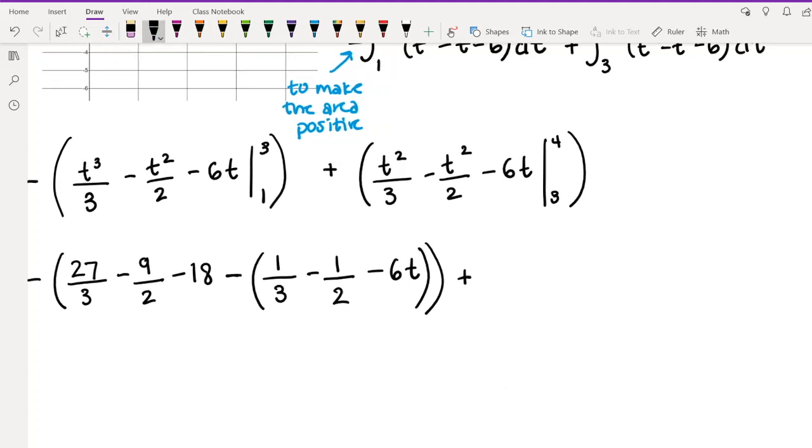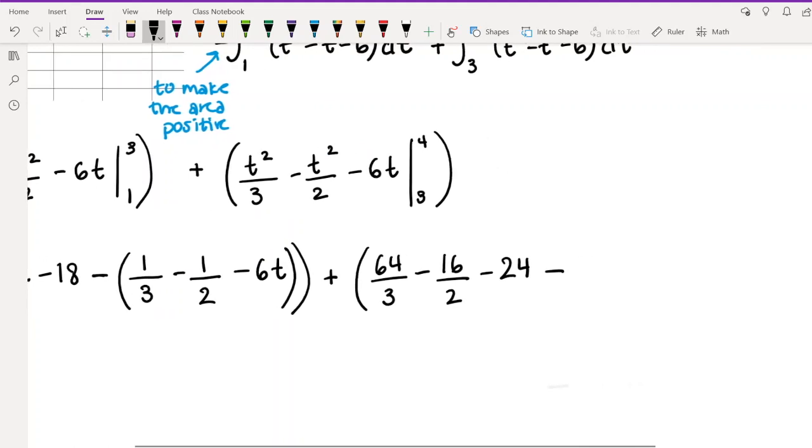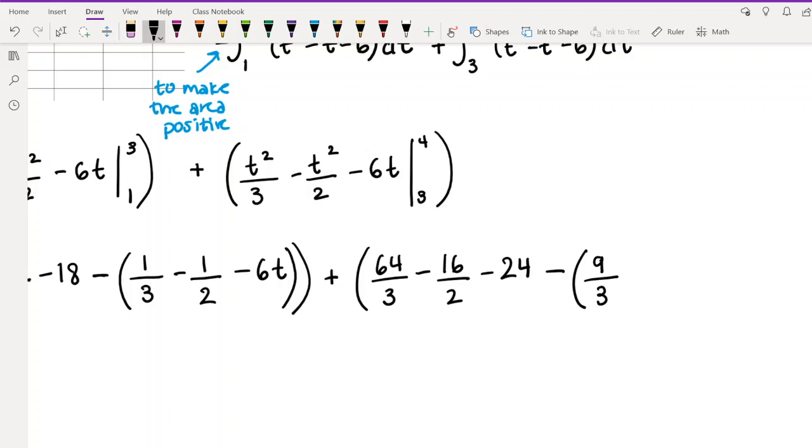Okay, and then to this, we're going to add now basically the same thing we got the first time. So that was 64 over 3 minus 16 over 2 minus 24. And then from that, we have to subtract t cubed over 3. Sorry, this was supposed to be cubed. My bad. So it's again 27 over 3 minus 9 over 2 minus 18.